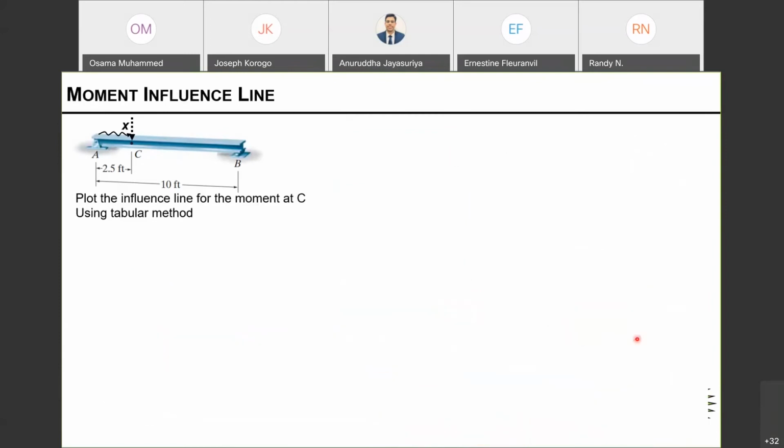Okay, so now let's look at the moment influence line. So the moment, again, same beam, same load, unit load. I'm moving from A to B, same length, and we are interested in at C, how the moment is going to change when I move the unit load from A to B. And again, this is using the tabular method.